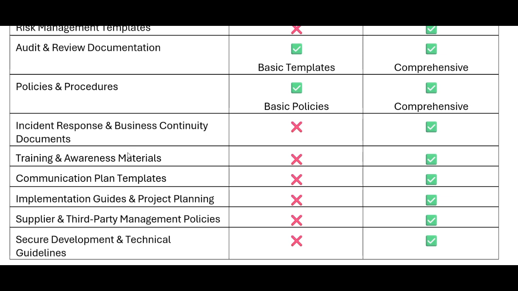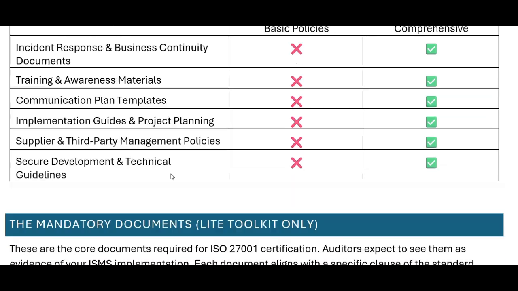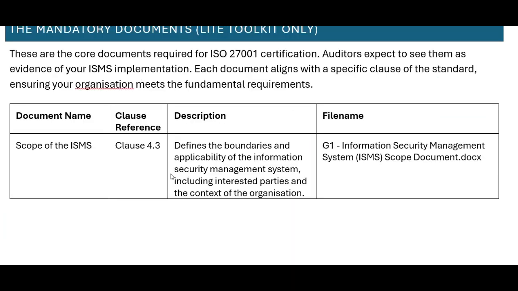So there's 6 months worth, to my mind, of training that you can send out to people in terms of emails and flyers and content that you can use. And then there's some other bits and pieces around the communication templates, supplier policies, etc. So let's focus on the mandatory documents of the toolkit.